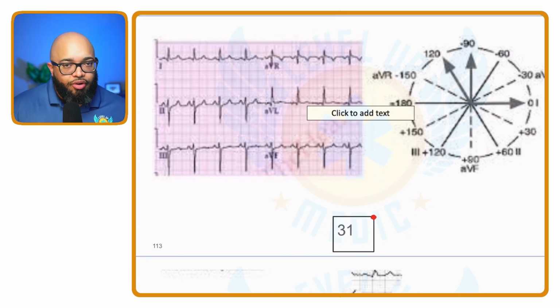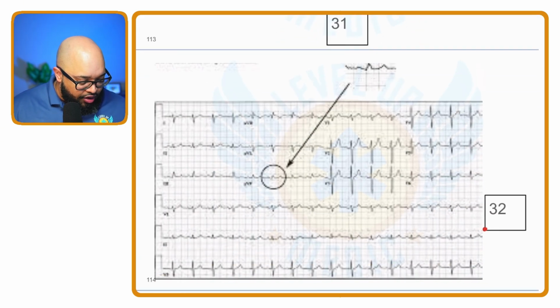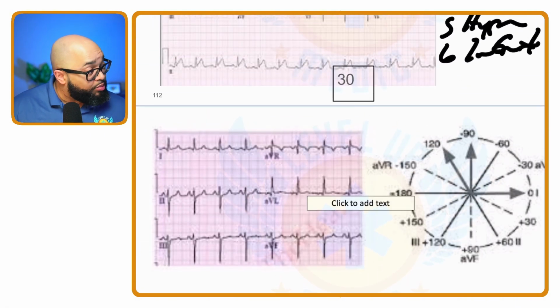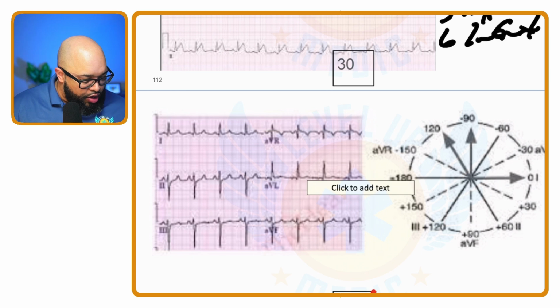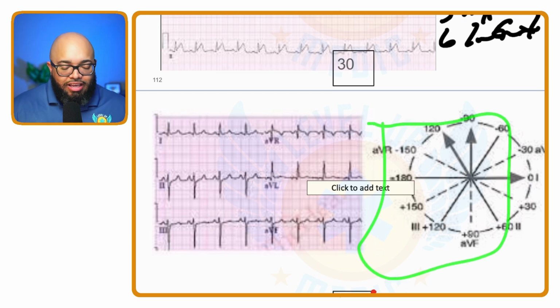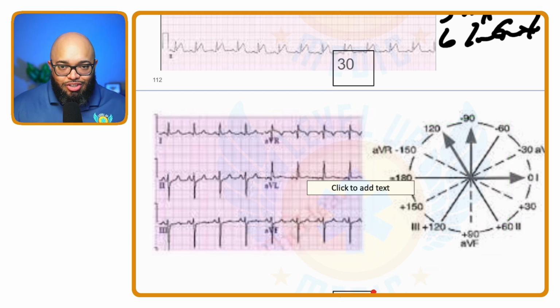Now, let me do number 31 with you, though. Actually, I'll do 31 and 32. So let's do 31. You notice here, I only have 6 leads, so I don't have a full 12 lead here, but this is just for example. What I do want to show you here is we're going to go ahead and do our 6-step process.